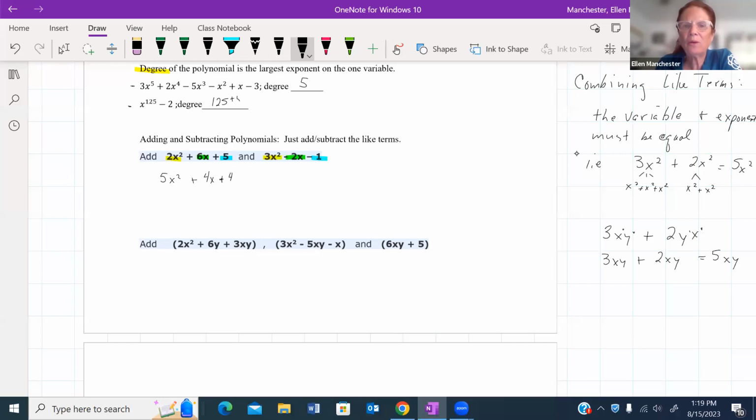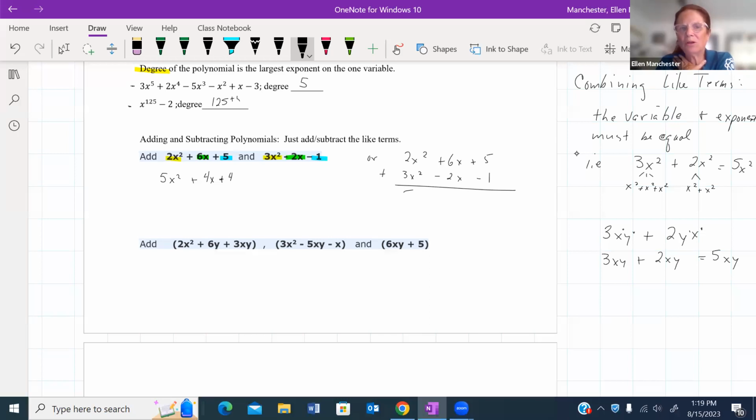Or here's another way to do it, and some people like this way. Some people don't like to rewrite things, so they would rather just look at it. But if you line them up, and we're adding, if you line them up in the right order, if you will, right? So this is our x squared column, this is our x column, and this is our constant column. So now it's just a matter of putting them together.